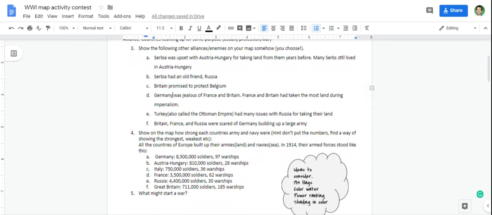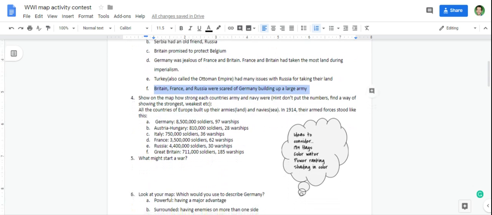D, Germany was jealous of France and Britain. France and Britain had taken the most land during imperialism. E, Turkey, also called the Ottoman Empire, had many issues with Russia for taking their land. F, Britain, France, and Russia were scared of Germany building up a large army. So A through F, you should have 5 or 6, depending on your copy, different friends and enemies marked on your map.